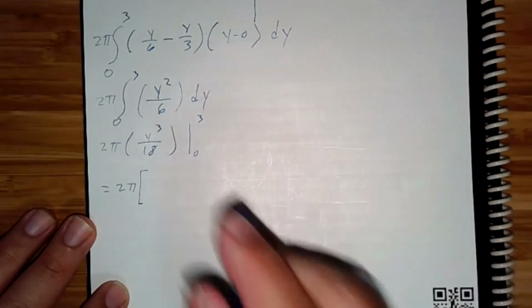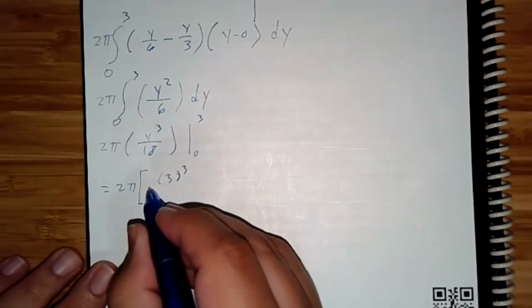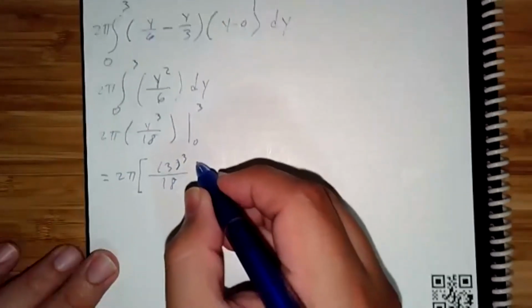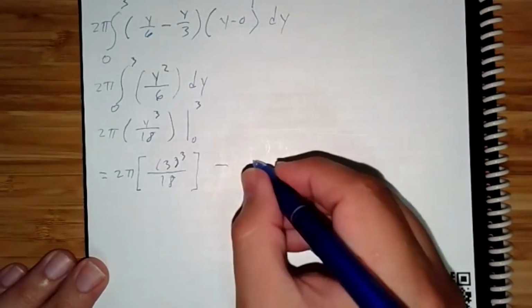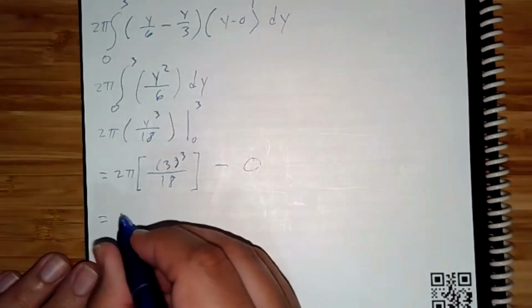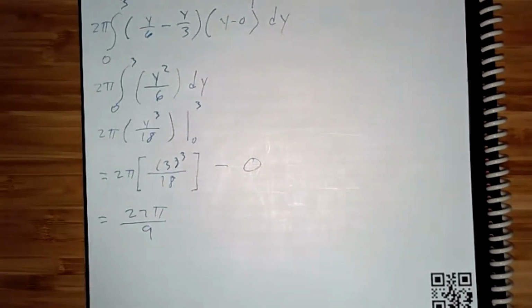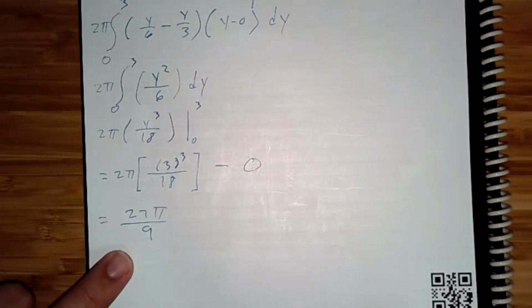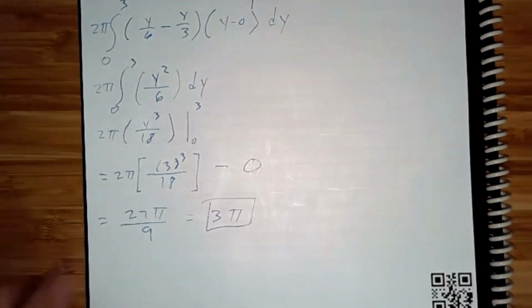Three cubed will be here. It's a 20, okay. 27 over 18, or 7, right? Okay, so that'll be 27 pi over 9, it looks like. Is that right? 27 divided by 9 is 3 pi. There we go. Yes. And that's what they got.